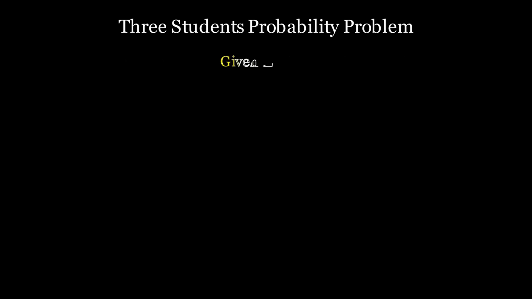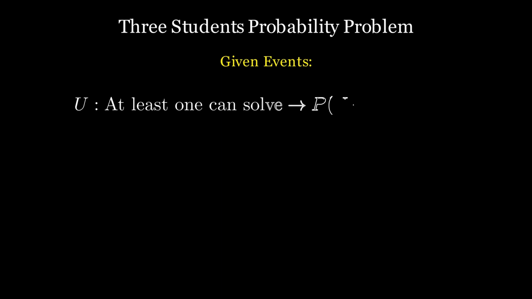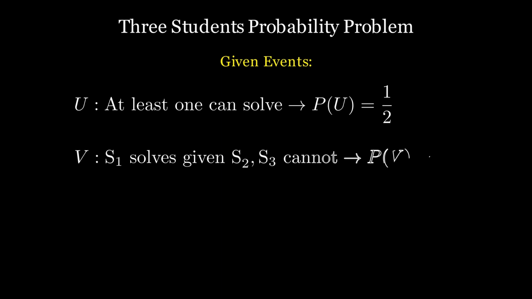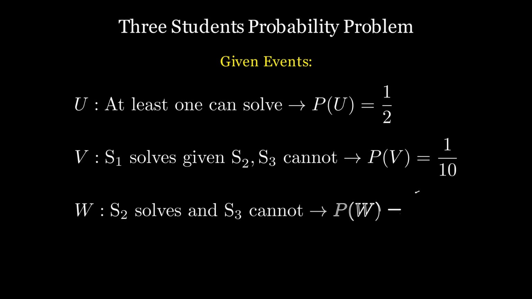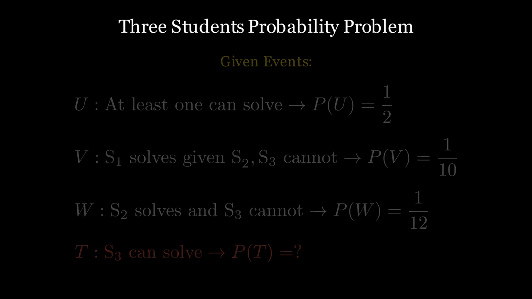U, at least one student can solve the problem, with probability U equals 1/2. V, S1 can solve the problem given that neither S2 nor S3 can solve it, with probability V equals 1/10. W, S2 can solve the problem and S3 cannot solve it, with probability W equals 1/12. T, S3 can solve the problem, with probability T equals? This is what we need to find.